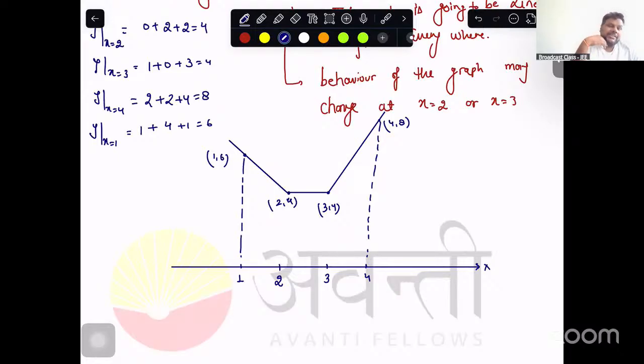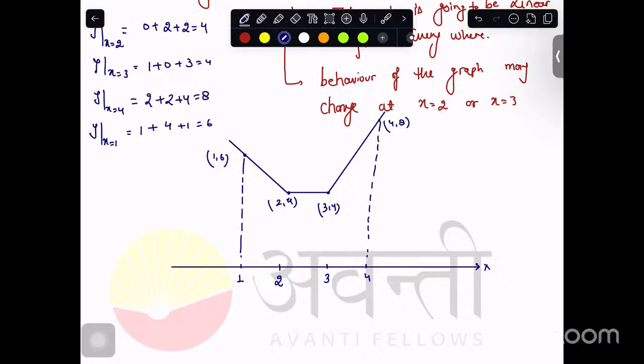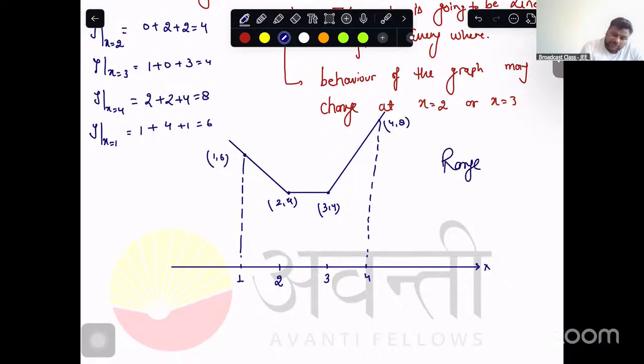Now, range you can see. What is the minimum value of y on this graph? Tell me quickly. 4. And maximum, it is going till infinity. So range is going to be y belongs to [4, infinity). Understood? Have a look.